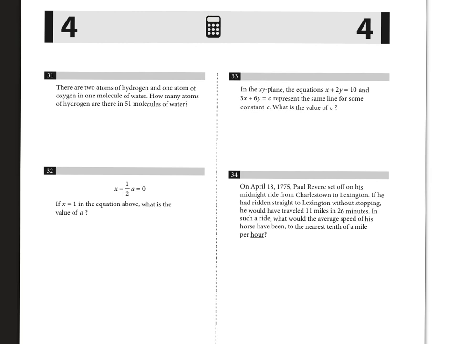Now I'm going to solve the first four open-ended questions, 31 to 34. In number 31, I see information that looks like a ratio, right? It's connecting for us two atoms of hydrogen and one atom of oxygen. All right, so let's do that. 2 to 1, hydrogen to oxygen.